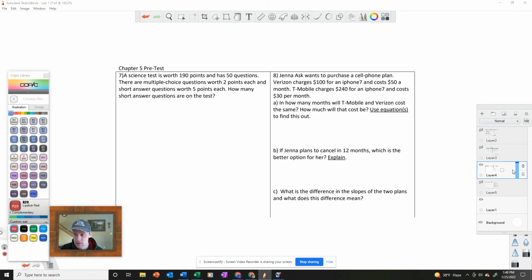All right, question number 7. A science test is worth 190 points, has 50 questions. There are multiple choice questions worth 2 points each, and short answer worth 5 points each. How many are of each?